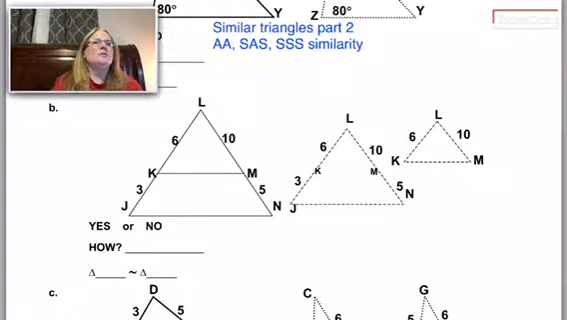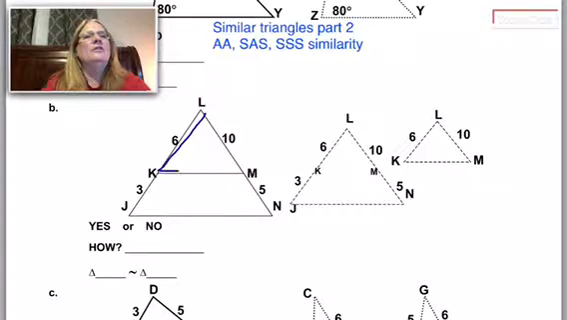This video is Similar Triangles Part 2. We're going to continue where we left off in the last one, and we are trying to see if we can prove triangles similar using angle-angle, side-angle-side, or side-side-side similarity. So in part B here, what we see is we have two triangles.